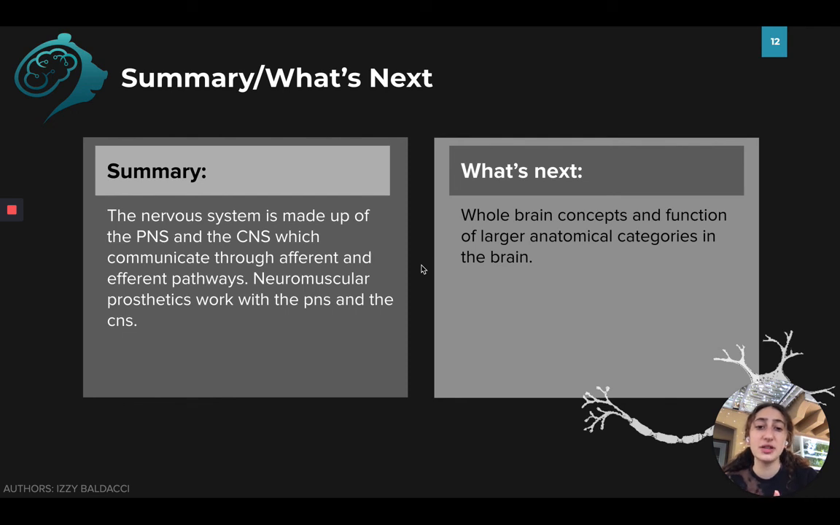So in the next lesson, we're going to take a look at the whole brain concepts and how the brain functions as a unit, and then break that unit down into little parts of the brain, and how each of these lobes and systems within the brain function as well.